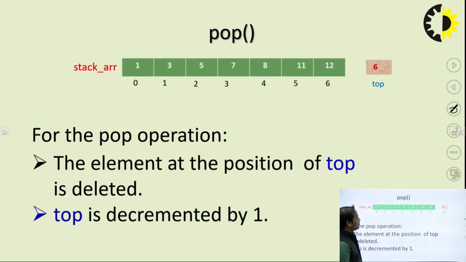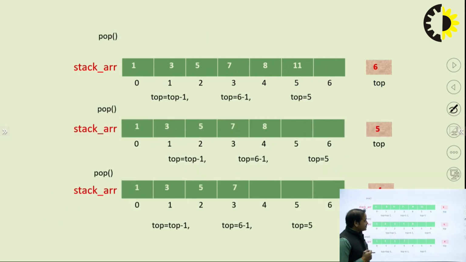Now, we want to perform the pop operation. In case of the pop operation, first we decrease the value of top by 1. Then we delete the given element. For the pop operation, the element at the position of top is deleted and top is decremented by 1. First, the element is deleted, then we decrement the value of top by 1. Here we want to show how the deletion operation is performed inside the stack.